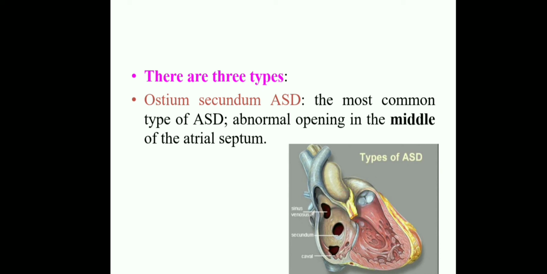First we will discuss one by one. First one is ostium secundum of the atrial septal defects. Total three types of ASD are there. First one is ostium secundum. Ostium secundum is the most common type of atrial septal defect, an abnormal opening in the middle of the atrium. Here this is the ostium. Look at here.